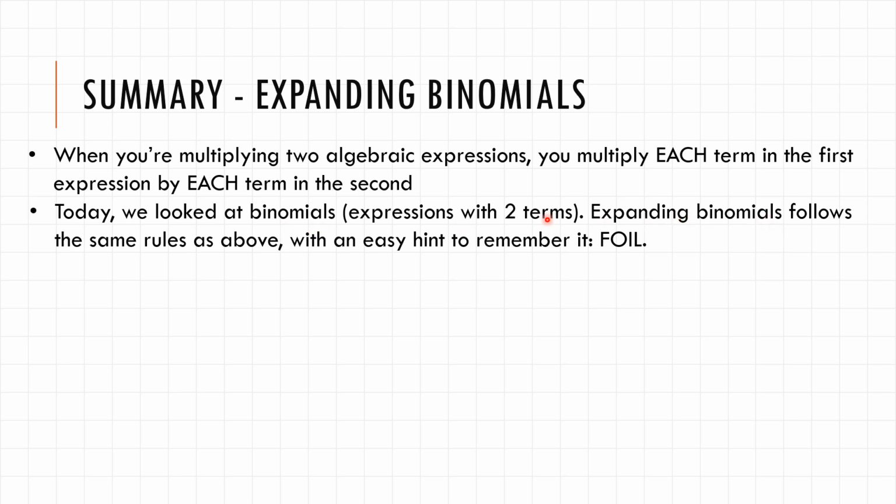When you're expanding binomials, we just follow the same rule over here, but binomials have an easier way to remember them using the hint FOIL. When you have two binomials, which remember, a binomial is two things being added or subtracted, so a plus b and c plus d, when you're multiplying these together, you will multiply all of these in order. So the first two terms are a and c. So a times c.